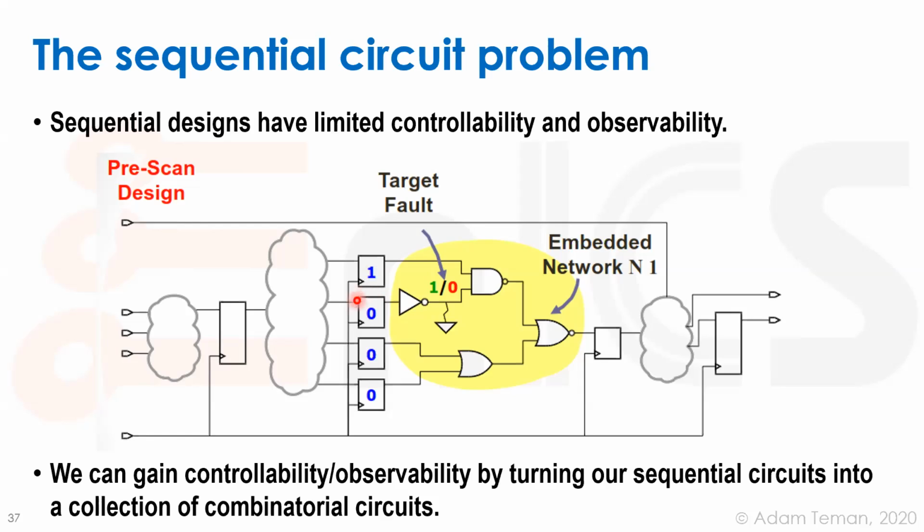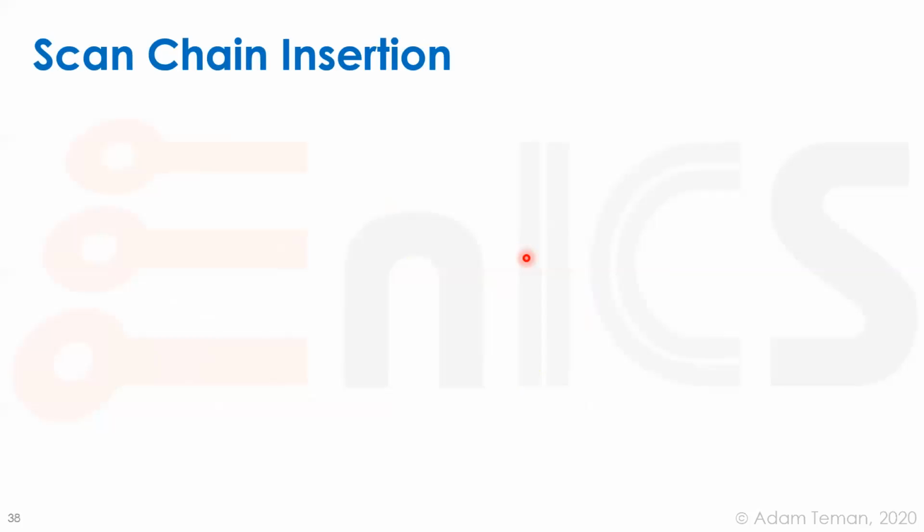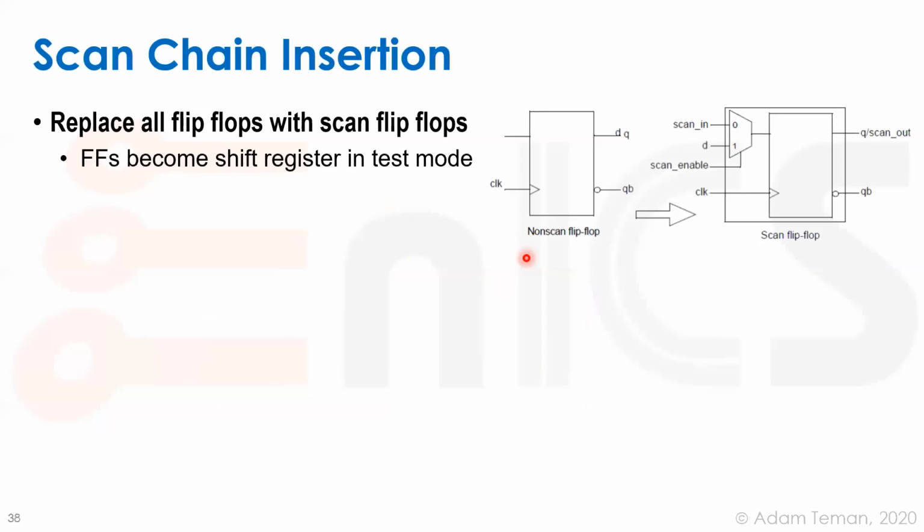So what we're going to do is we're going to try to eliminate that and basically turn our circuit into a handful, kind of what we did in static timing analysis. If we can look at everything as if it's just a combinational circuit, then we can solve our problem. And that's what scan chain insertion is. So what we're going to do is we're going to take all our flip-flops.